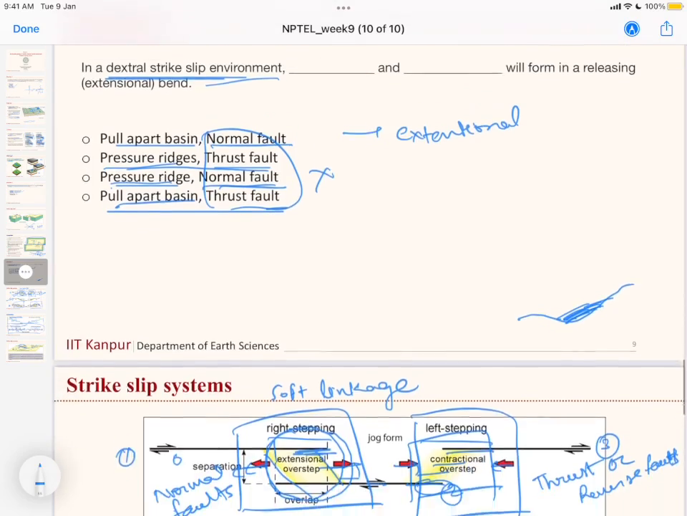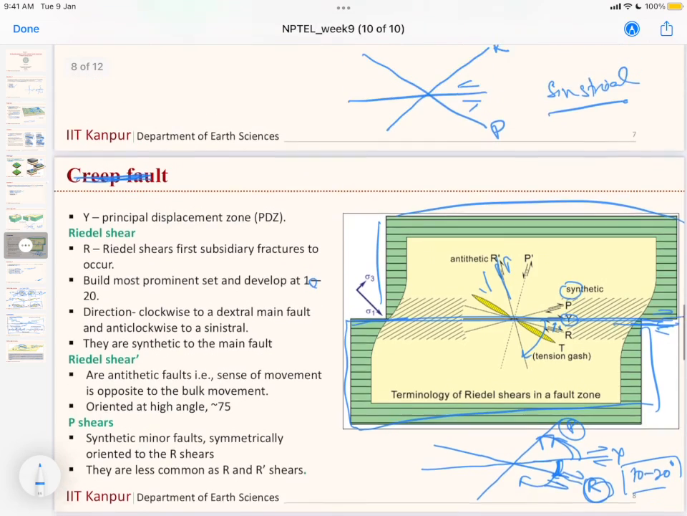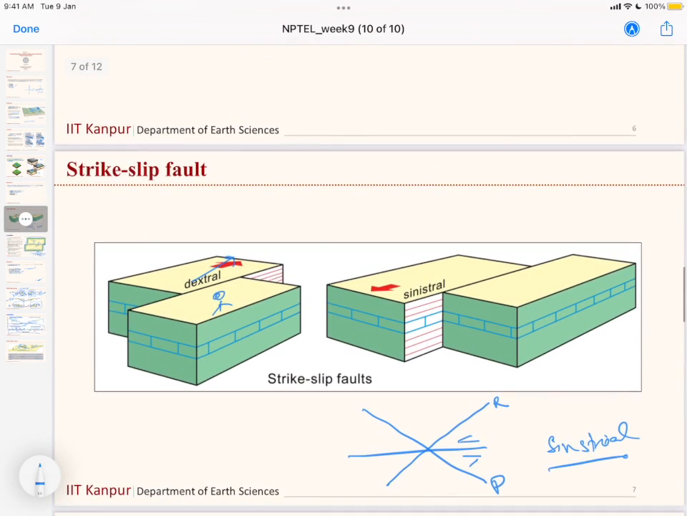So I hope you have understood this whole strike slip system that we discussed. Does anybody have any question?